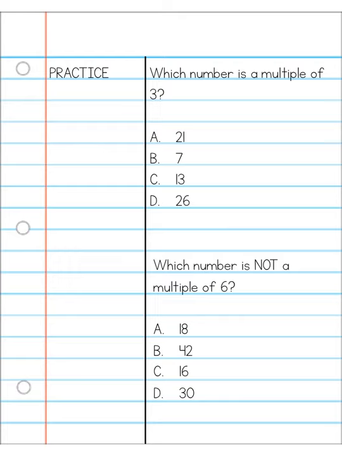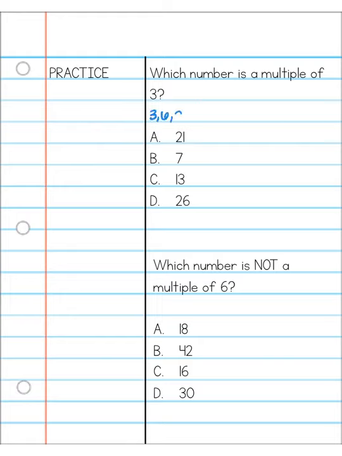Now we're going to look at some multiple choice questions. The first one says, which number is a multiple of 3? Well, remember in our definition, we said that multiples are a number that can be divided evenly, right? So I need to find out if any of these numbers can be divided evenly by 3. Or I could simply skip count and find the multiples of 3. So first, let's skip count.